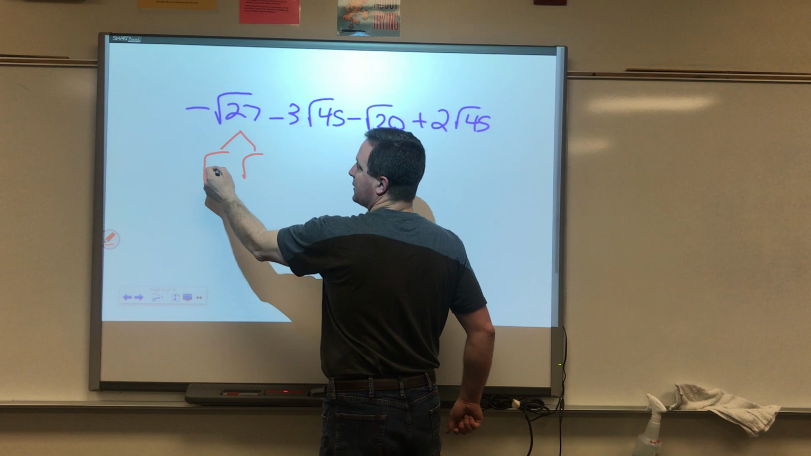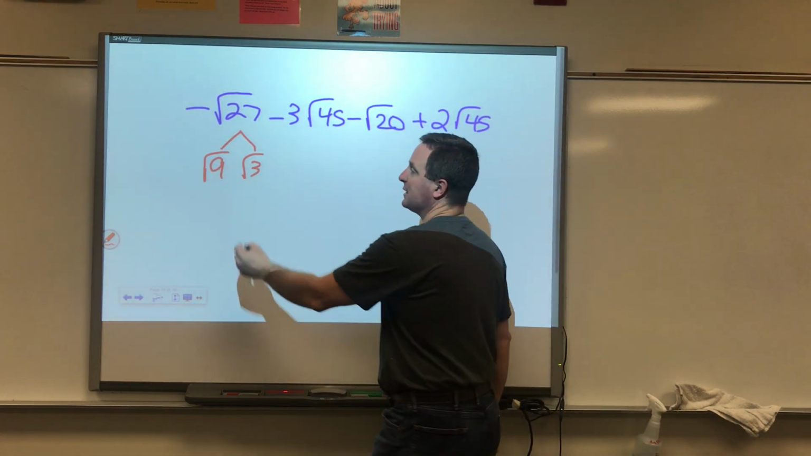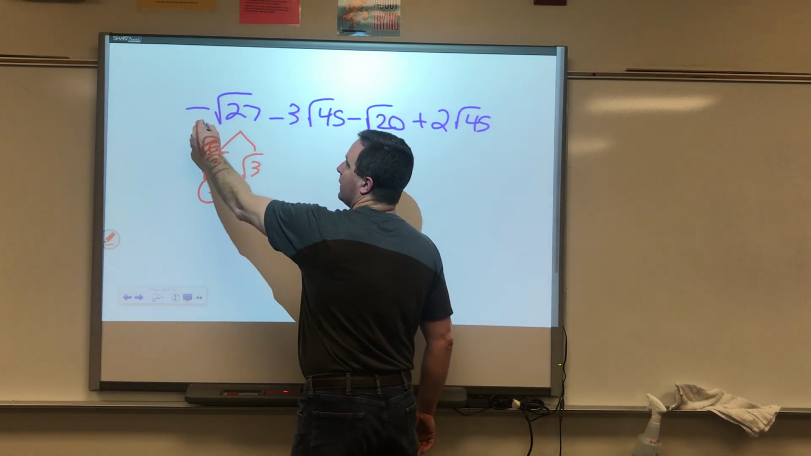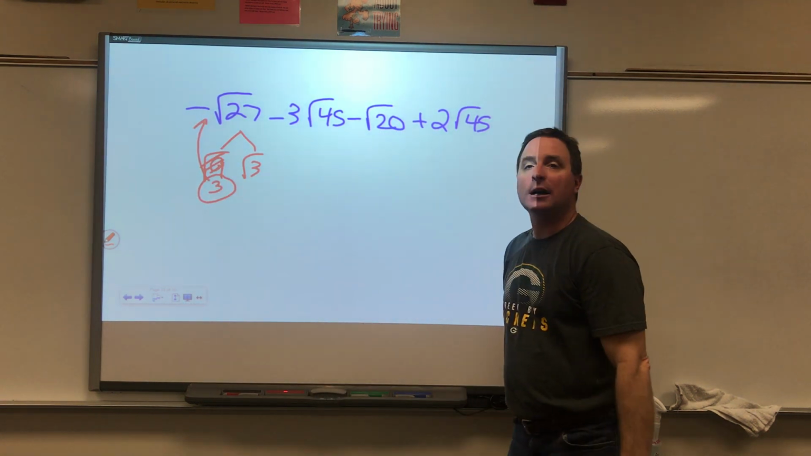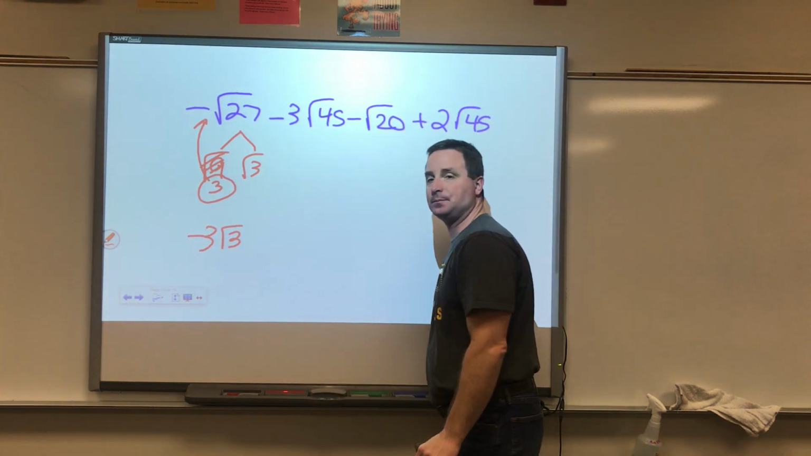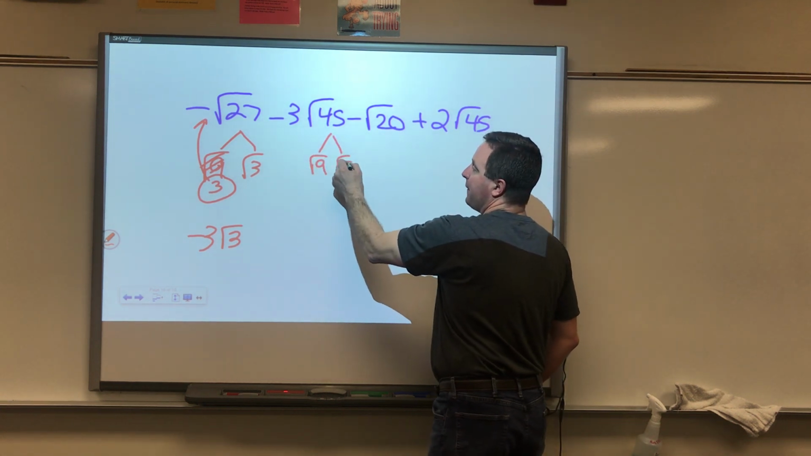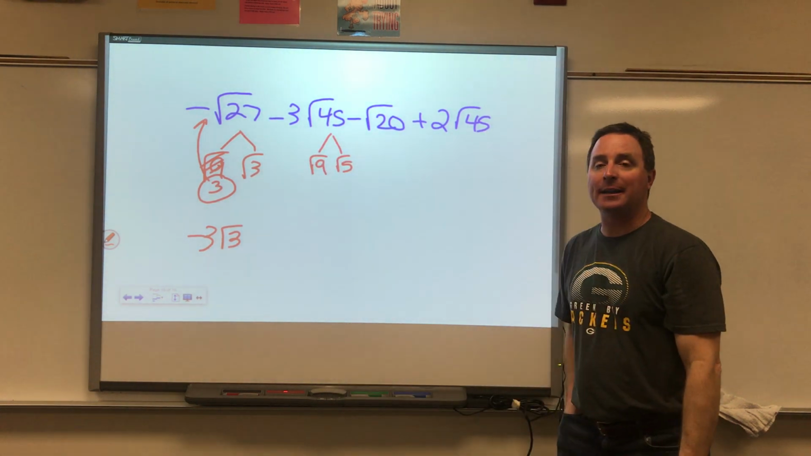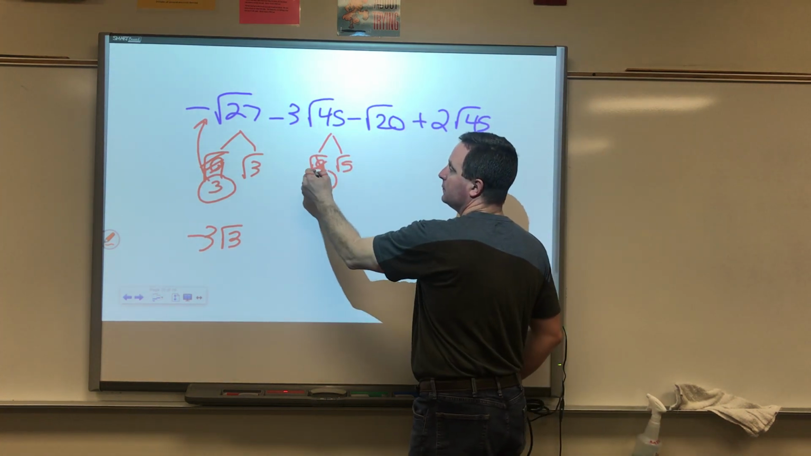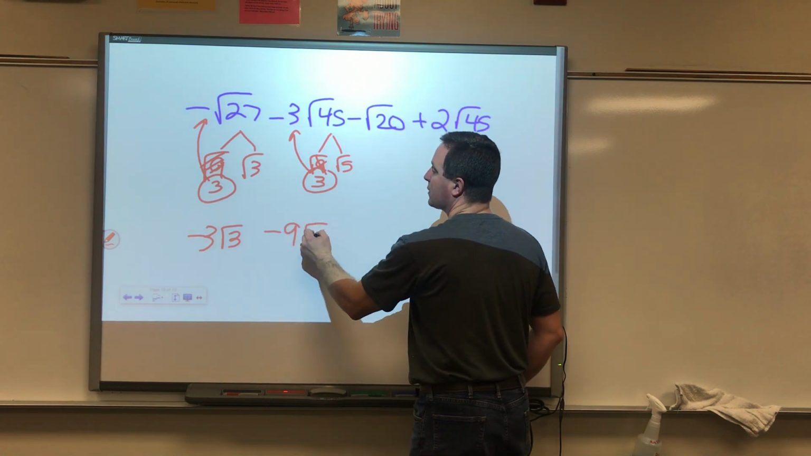Okay, and a lot of these are getting to be repetitive. 27, we'll use 9 and 3, because the square root of 9 is 3. And don't forget about the negative 1 out in front there. This one turns into negative 3 square roots of 3. 45, if you looked at your factor sheet, the two that are in black are 9 and 5. The square root of 9 is 3. And 3 times negative 3 is negative 9 square roots of 5.